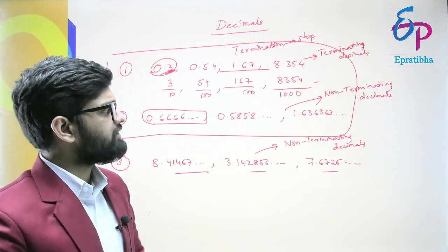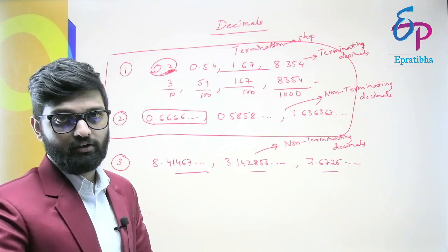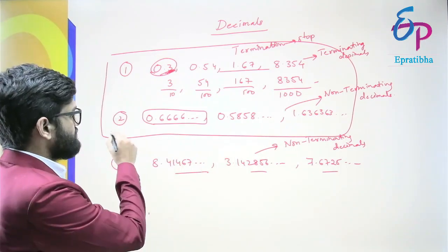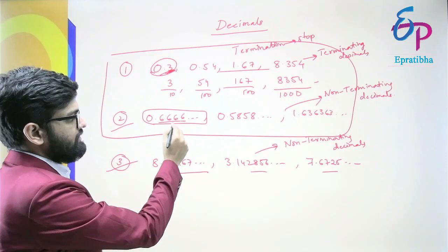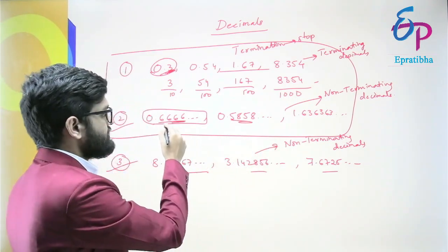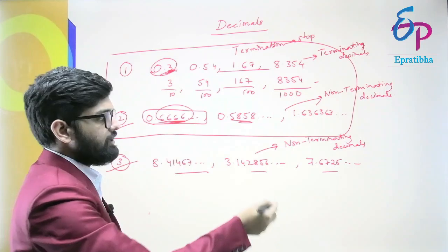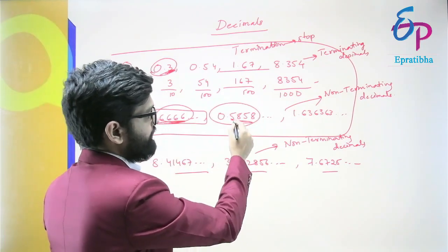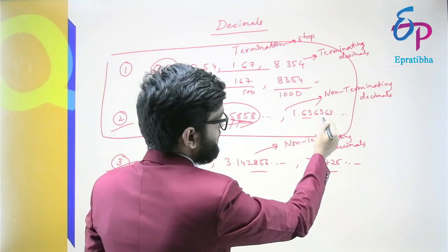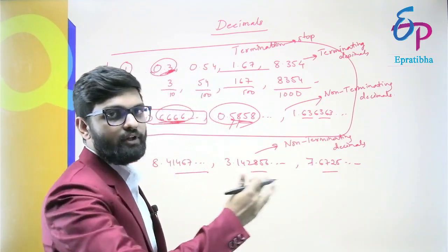But what is the difference between second and third? Why have I written second and third specially? Because if you see, in second and third, the same numbers are being repeated. Here 6 is the only number being repeated. Here the numbers are 5 and 8, none other than 5 and 8 are repeating. And here 6 and 3 are the only ones repeating after the decimal.